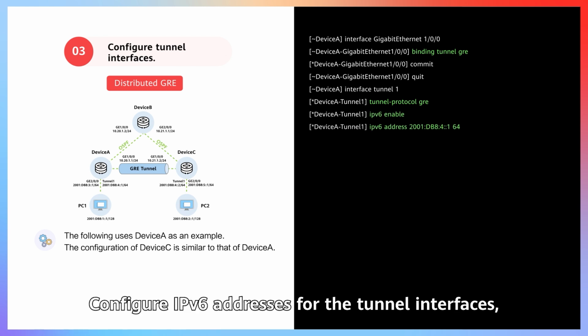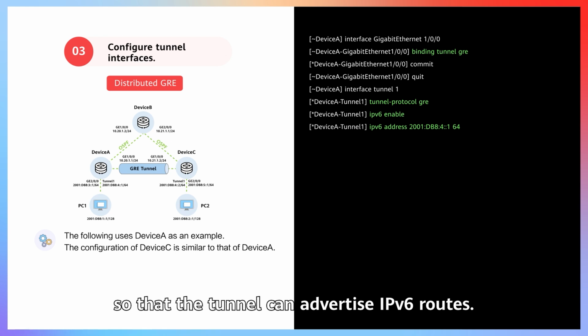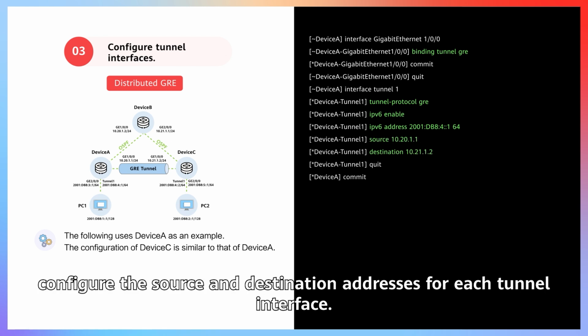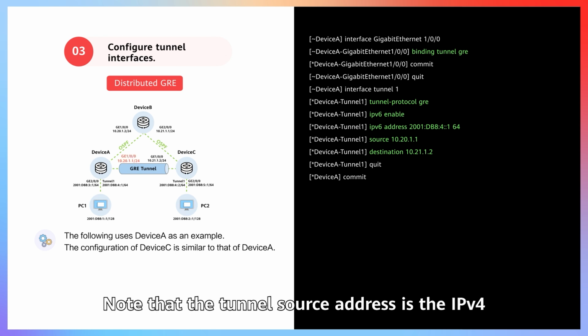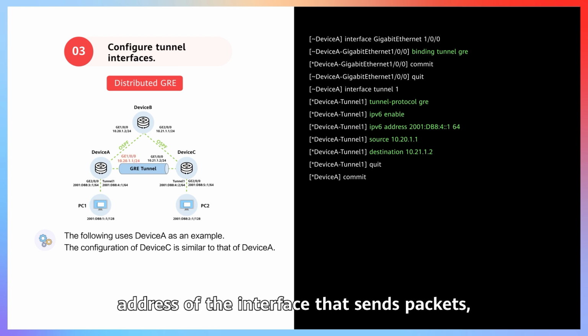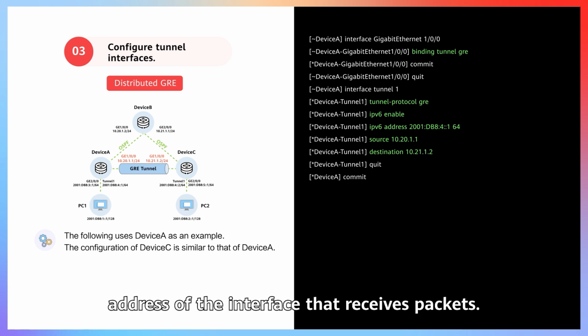Configure IPv6 addresses for the tunnel interfaces so that the tunnel can advertise IPv6 routes. Then, configure the source and destination addresses for each tunnel interface. Note that the tunnel source address is the IPv4 address of the interface that sends packets, and the tunnel destination address is the IPv4 address of the interface that receives packets.